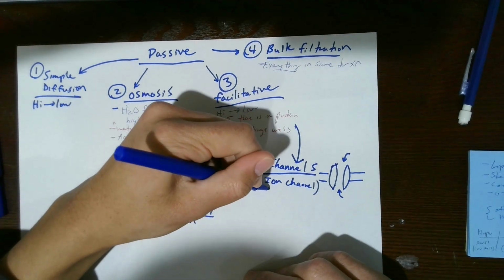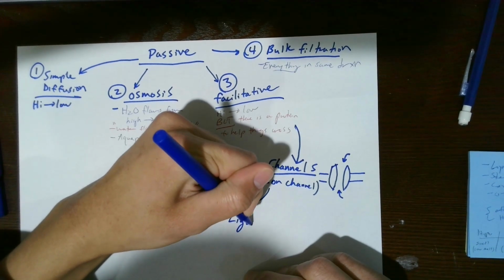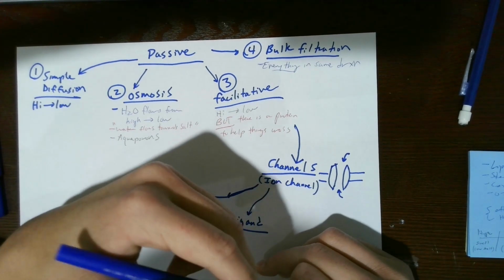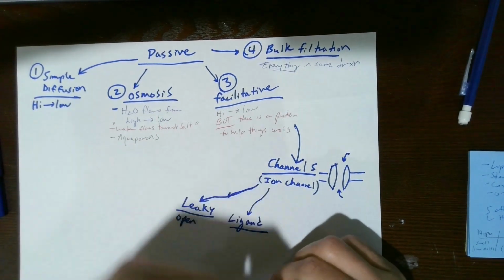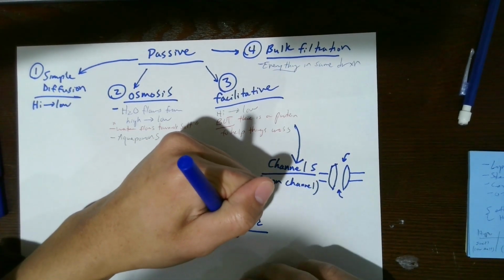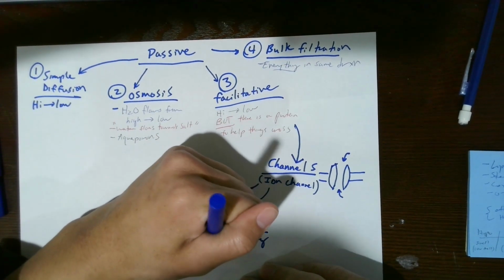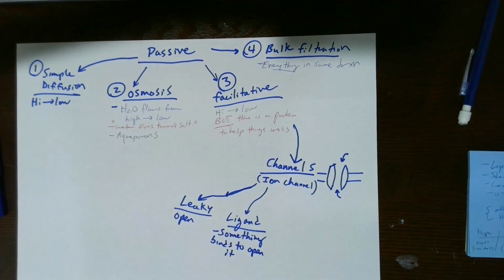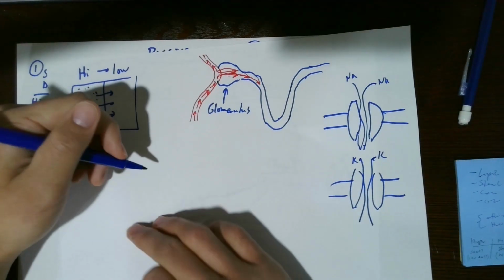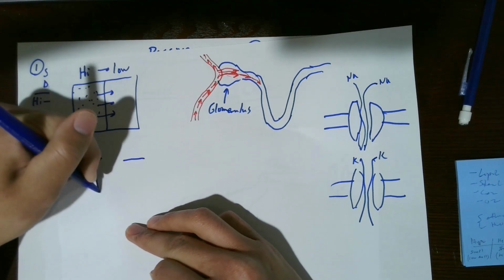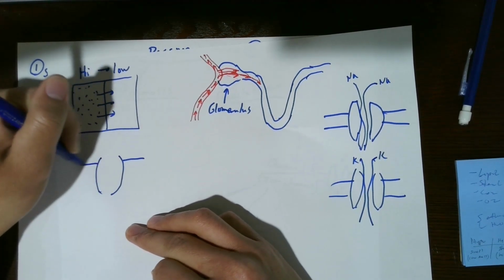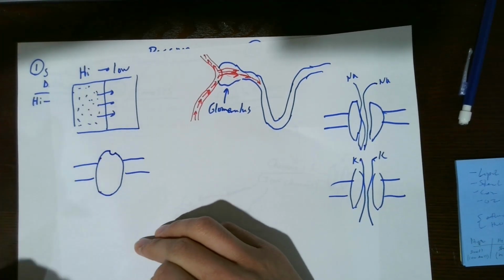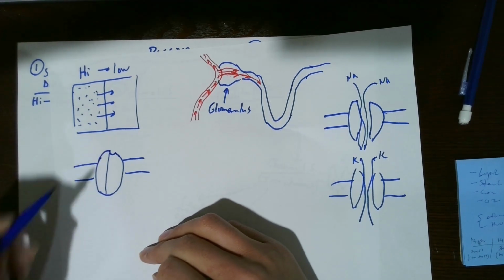Another type of channel you can have is called a ligand channel. A ligand channel is still a channel, but the key distinction is that for a ligand channel, something must bind to the channel in order to open it up. Something binds to open it. So I'm going to draw here a ligand channel. Normally, if this is a membrane, the channel might look like this. See how it's not open yet? Maybe it's closed.